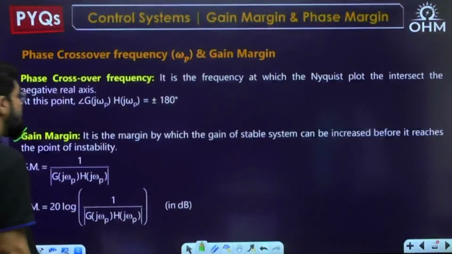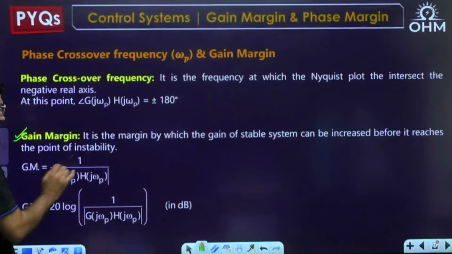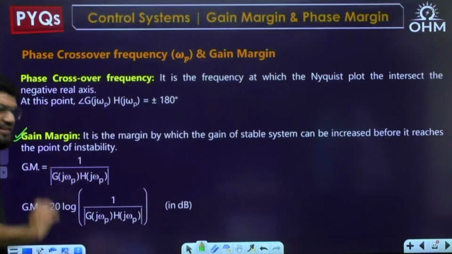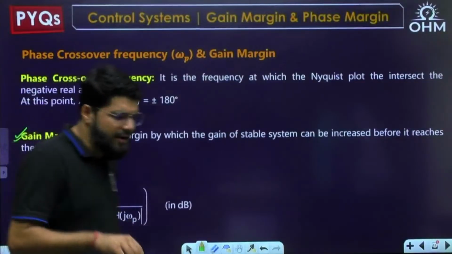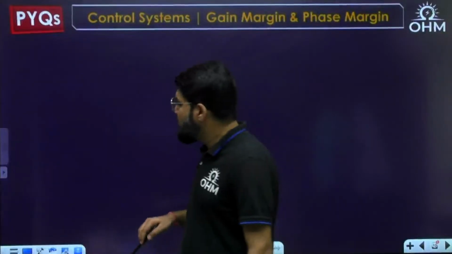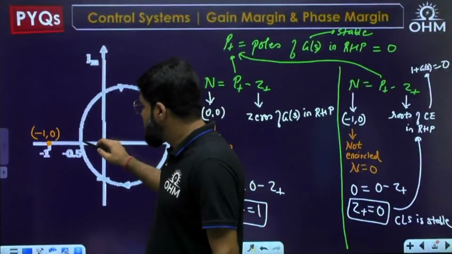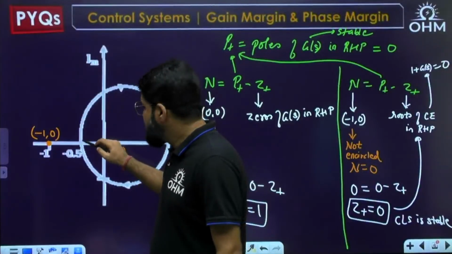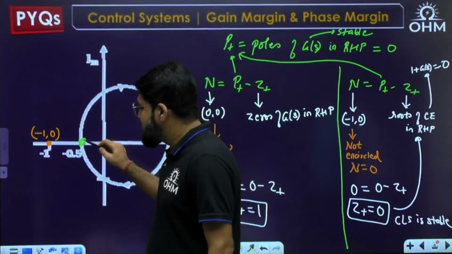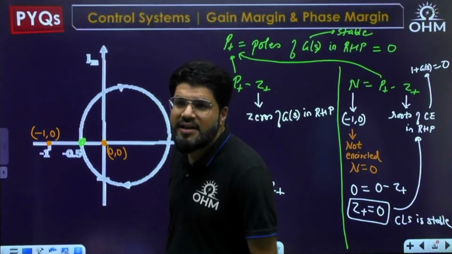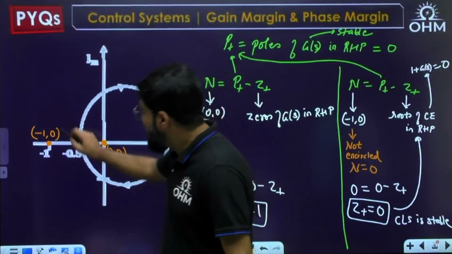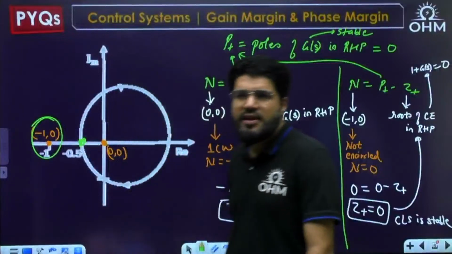So listen to me. What is the gain margin? It is the reciprocal of the magnitude. Now, which magnitude am I talking about? I am talking about the magnitude when the Nyquist plot is cutting the negative real axis. Why is the negative real axis important? Because minus 1 comma 0 lies on the negative real axis.